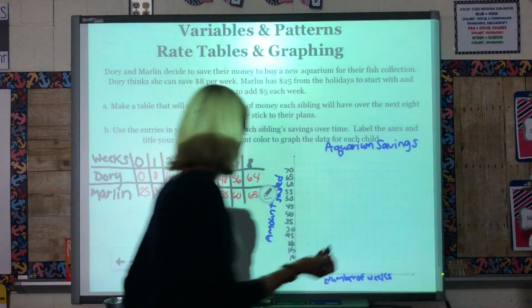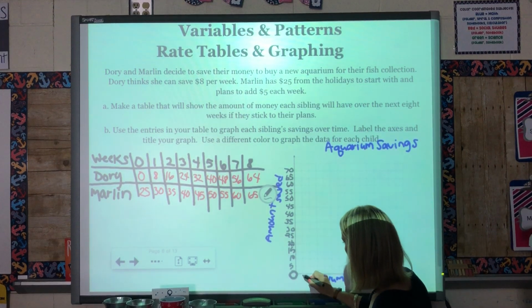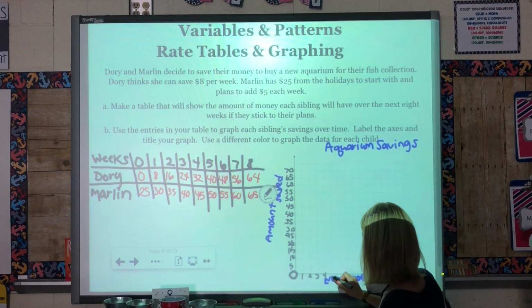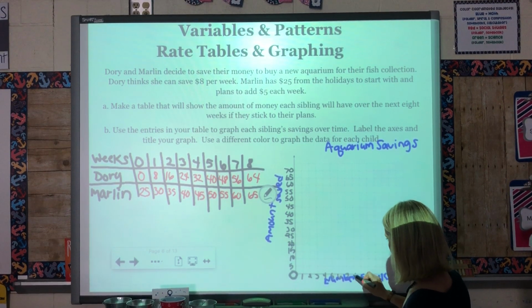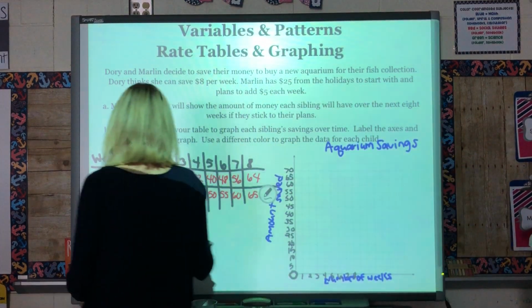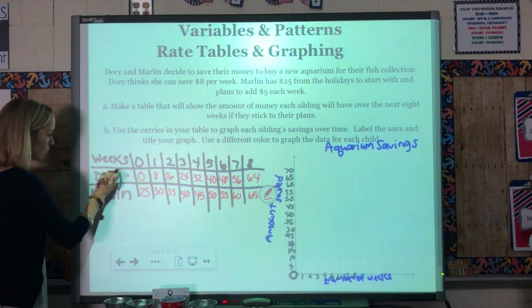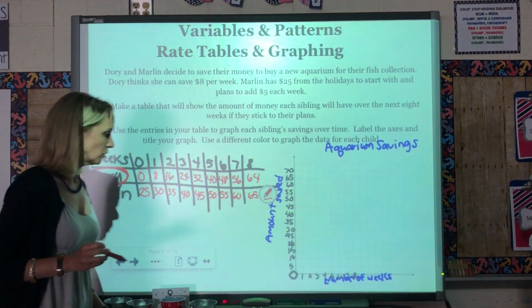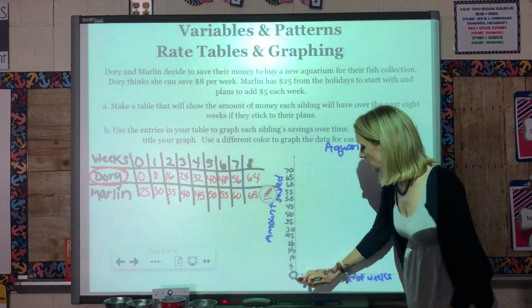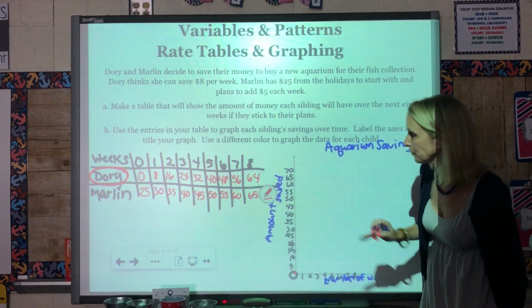And then I have my number of weeks. I have week 1, 2, 3, 4, 5, 6, 7, and 8. All right, and now I'm going to graph Dory first. So Dory I'm going to make red. So Dory, in week 0, had $0. So Dory's graph is going to start right down here.